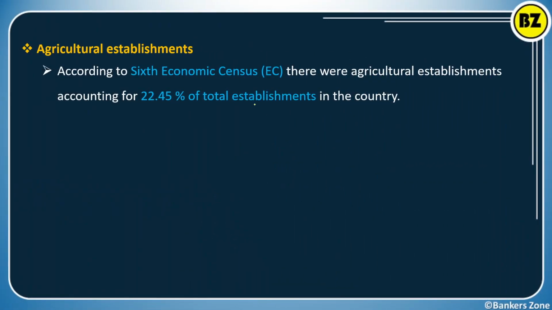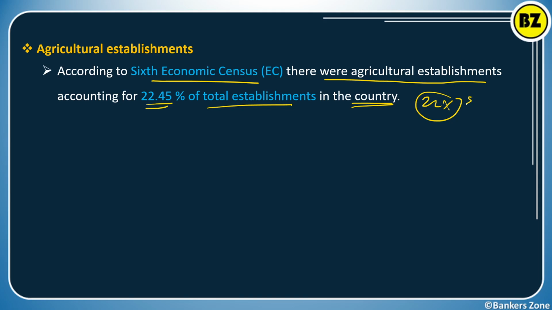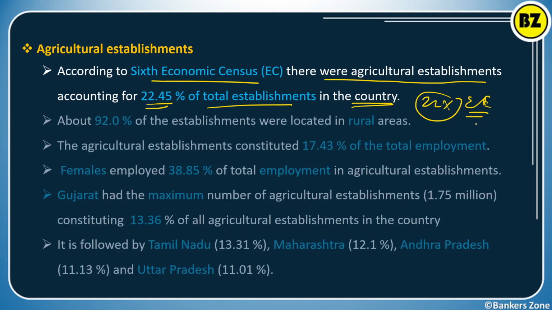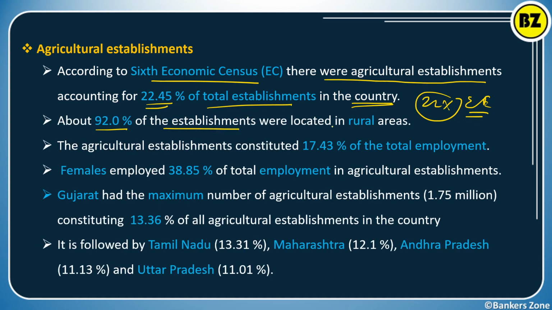According to the 6th census, agricultural establishments accounted for 22.4% of total establishments in the country, so around 22%. About 92% of the establishments were located in rural areas, which is obvious because agriculture is mainly part of rural areas. Agriculture establishments constituted 17.4% of total employment. I know you are very familiar with this point: 17% employment comes from the agriculture sector.